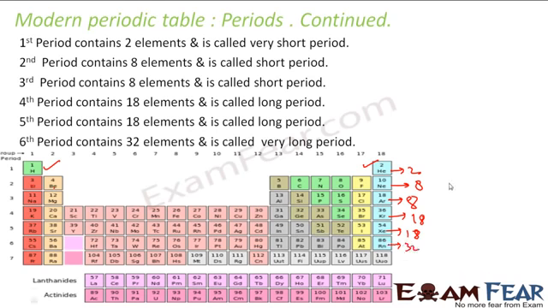So it keeps increasing. There are 7 periods only. So you see that we have different periods. The first period is a very short period, then short and short. Then we have long and long, and then we have very long and very long again. So we have 7 periods, and this all depends on the 2n square formula, right? It's 2, 8, 8, 18, 18, 32.